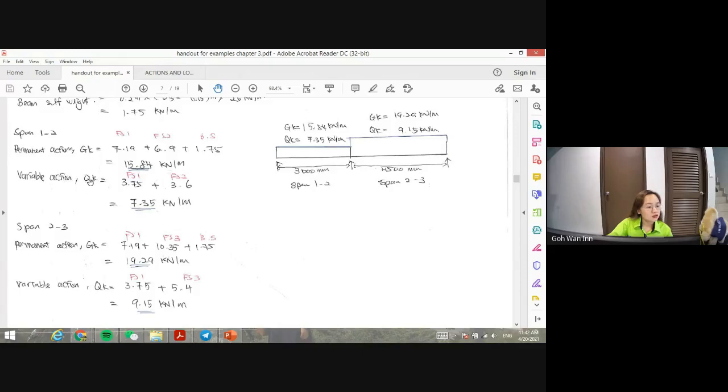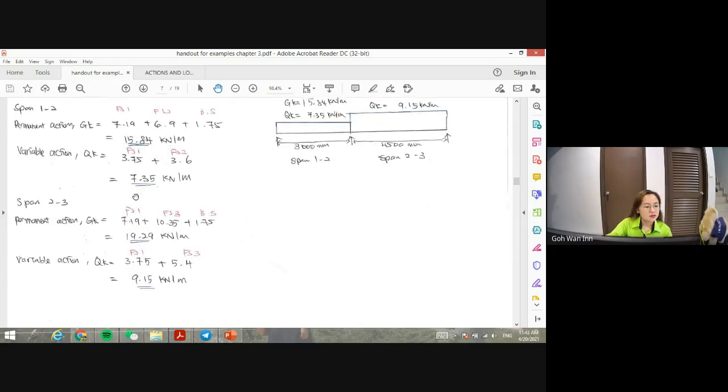So for the QK, it is from the FS1 and FS2, no self weight, because the variable actions are from the slab to the beam to the column. Basically, are only one. Sorry. So QK is basically only from the slab, no self weight. So 3.75 from the FS1 and 3.6 from the FS2, you total up, you become 7.35 kilonewton per meter. And then for span 2, 3, you will get the load from the FS1, FS3, and the beam self weight. So you total up, you get the GK, and total up, you get the QK.